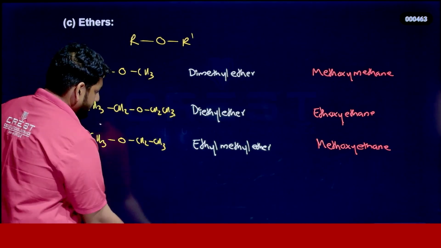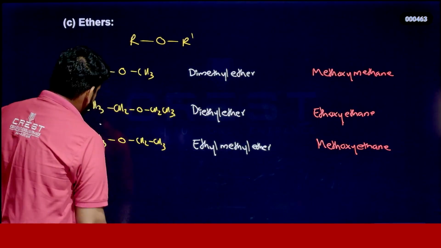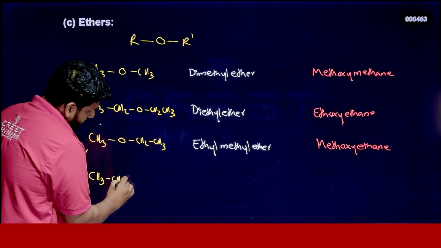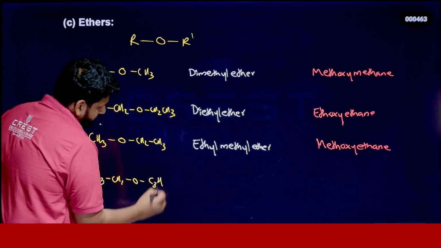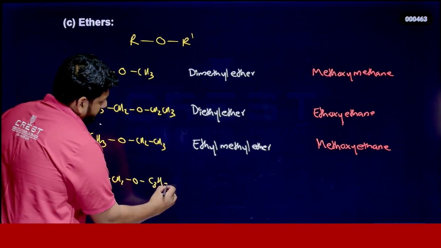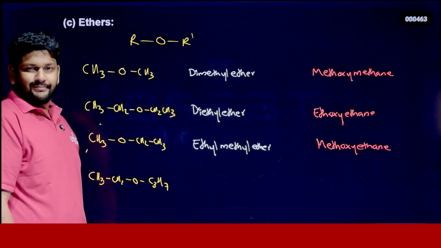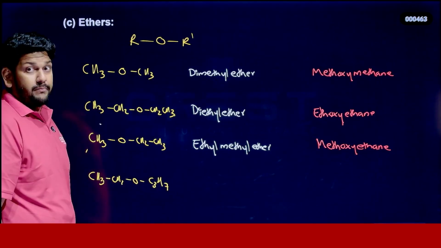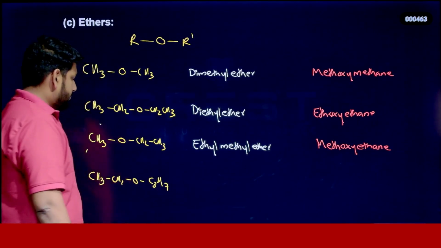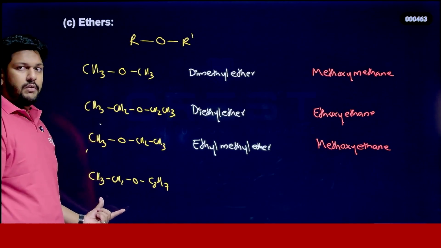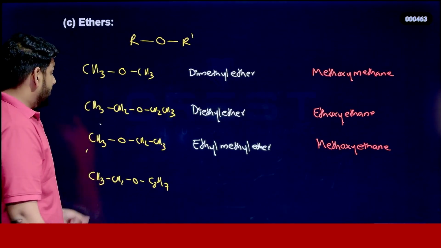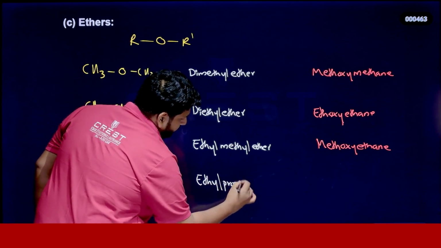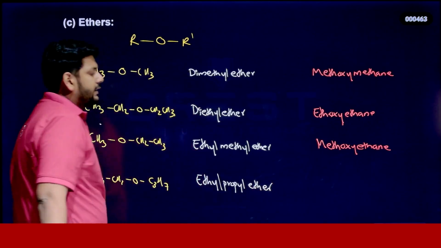Ready? So the last example I can give you from this area, from ether, is CH3CH2O C3H7. C3H7 means propyl group, right? So tell me, what will be the common name? You have propyl here, and here you have ethyl. So the first one will be ethyl, based on alphabetical order. So it will be ethyl propyl ether. Got it?